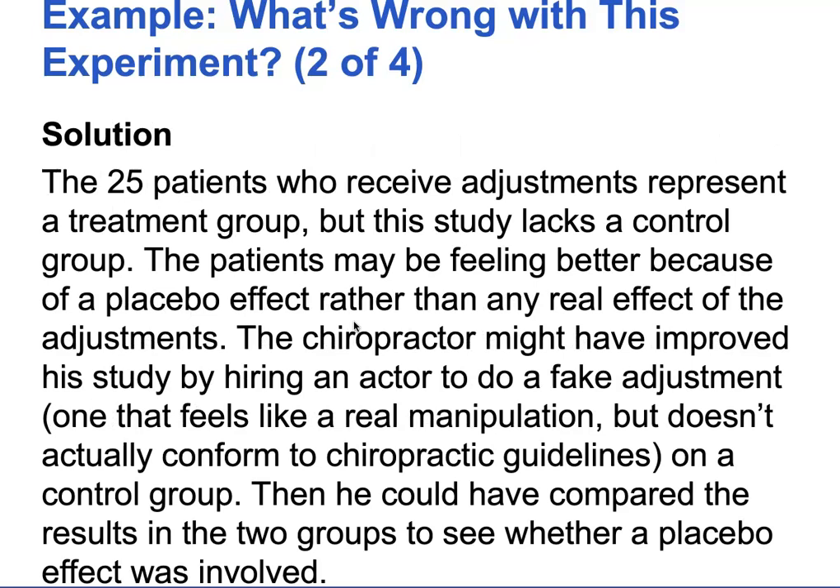Well, the 25 patients who received adjustments represent a treatment group, but it lacks a control group because he treated all the patients. The patients may be feeling better because of a placebo effect rather than any real effect of the adjustments. The chiropractor may have improved his study by hiring an actor to do a fake adjustment, one that feels like a real manipulation but doesn't actually conform to the chiropractor guidelines, as the control group. Then he could have compared the results in the two groups to see whether the placebo effect was involved.